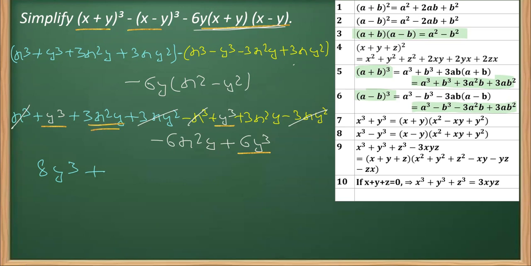And for these two, if added, we'll get how much? On adding these two, we'll get 6 times x square y. And then copying this one, it is minus 6 times x square y. Now, even these get cancelled because we'll cancel these two. So finally, what we'll be left with is 8y cube. That will be the final answer after simplifying this.